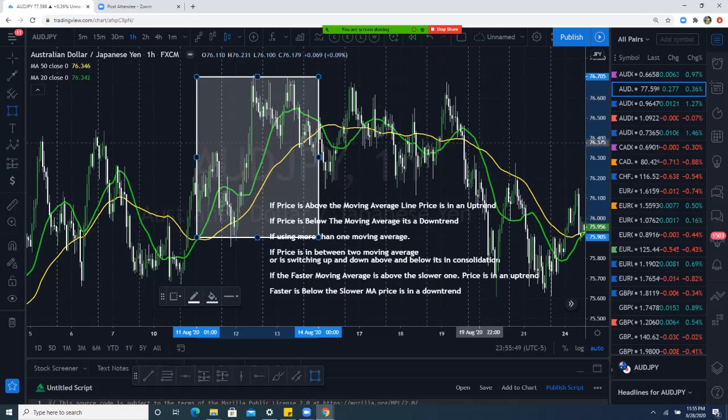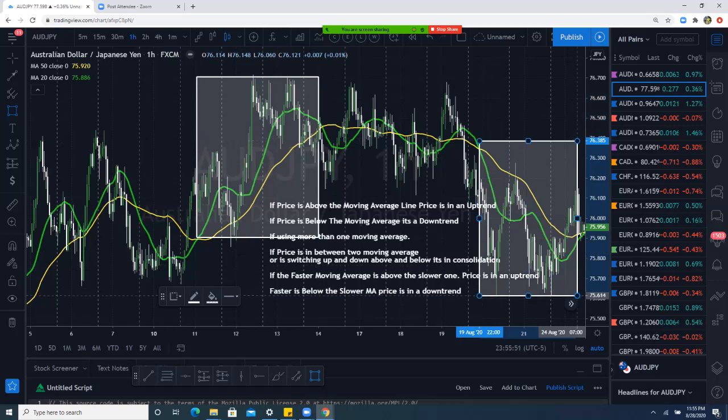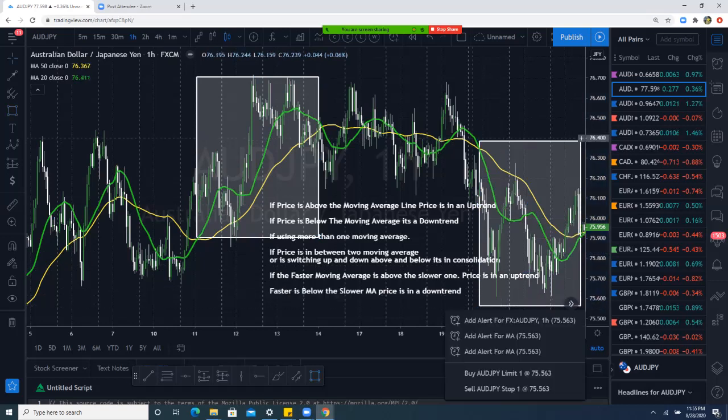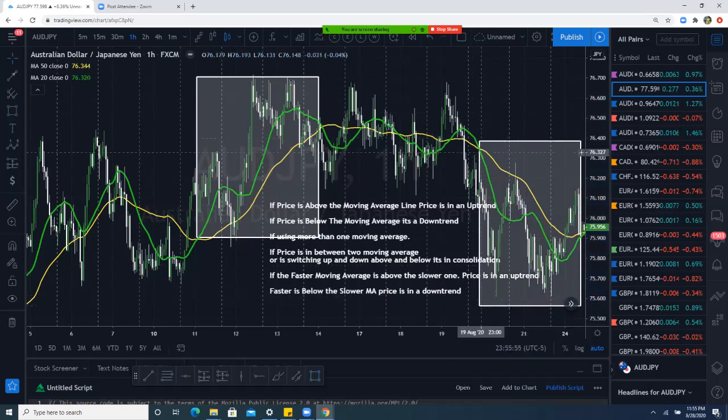And then from here to there, the green line is below the yellow line. So the faster moving average is below the slower moving average, price is in a downtrend.